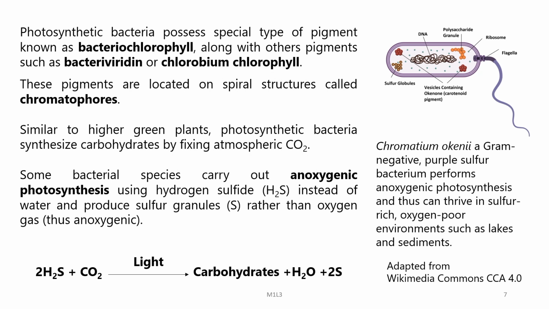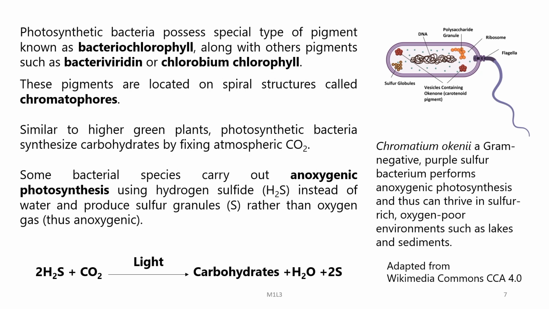They also have other pigments like bacterioviridin and chlorobium chlorophyll. These pigments are located on spiral structures called chromatophores. And similar to higher green plants, photosynthetic bacteria synthesize carbohydrates by fixing atmospheric carbon dioxide.